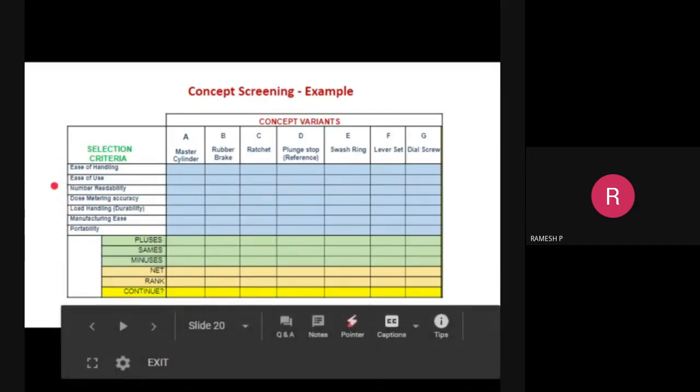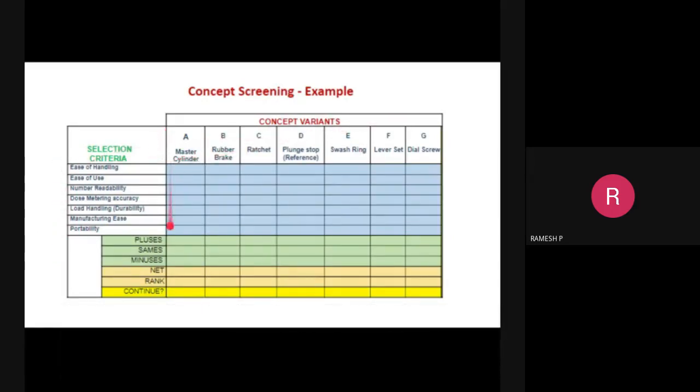So here our focus is the various concept variants. I hope you can wake up those frames of memory of the uniqueness exhibited between one concept and another, starting from master cylinder to dial screw. We name them A, B, C, D, E, F, G just for identification purposes. And as I said, the plunger stop is identified as the reference concept since it possesses some of the most optimistic characteristics when compared with the other concepts. So it can be taken as the reference for how I am going to rate based on the selection criteria.